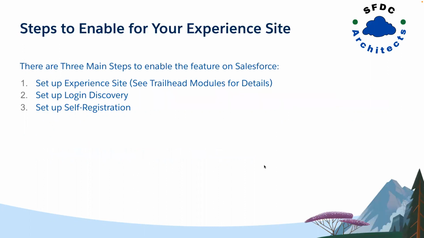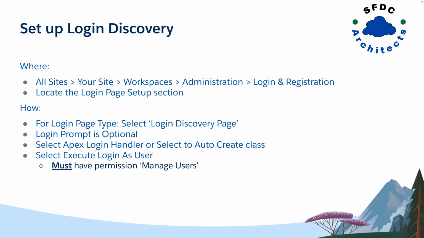So there's 3 steps to enable this for your site. You of course have to have a site. So I'm not going to go through that today because it takes a little while to get that set up. But you create your experience site. You're going to set up what's called a login discovery. And then you're going to set up self-registration, because if you don't do self-registration, people can't actually set up their login discovery methods.